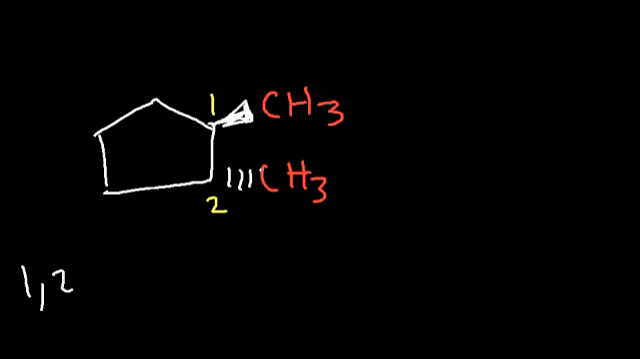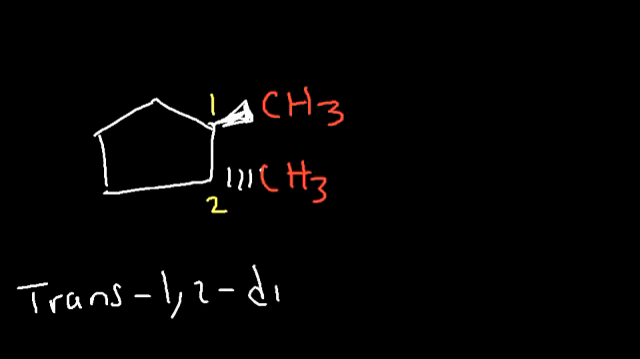Try this example. How would you name this particular cycloalkane? So we have a methyl on carbon 1 and 2. But notice that one is in the front and the other is in the back. One is on the wedge, the other is on a dash. So this is going to be trans because they're on opposite sides. So it's trans-1,2-dimethylcyclopentane.